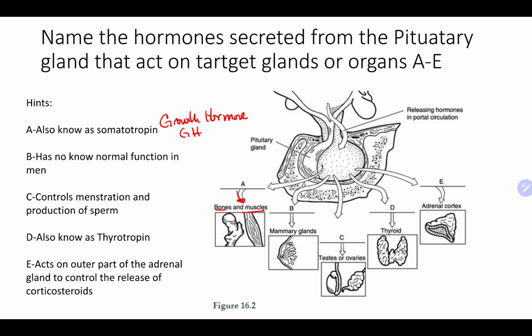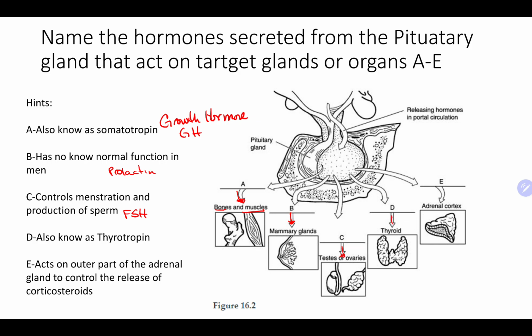B has no known normal function in men, but we know that it's going to target those mammary glands and it's going to be able to produce milk. That's going to be prolactin. Whereas C is going to control menstruation and the production of sperm. So we can see right there, it's going to be the FSH, the follicle stimulating hormone.